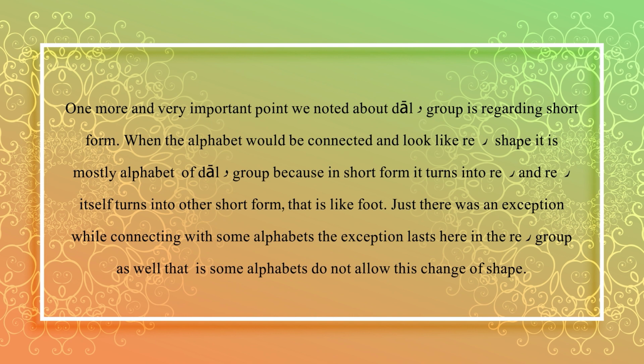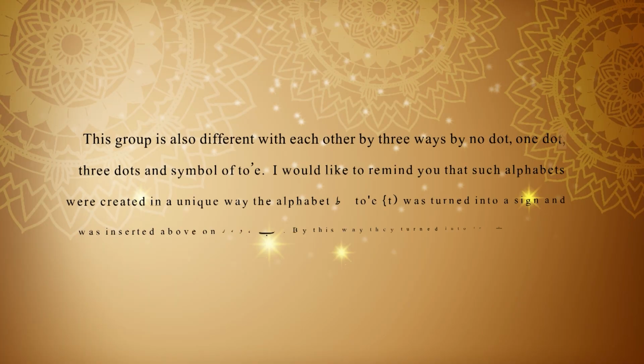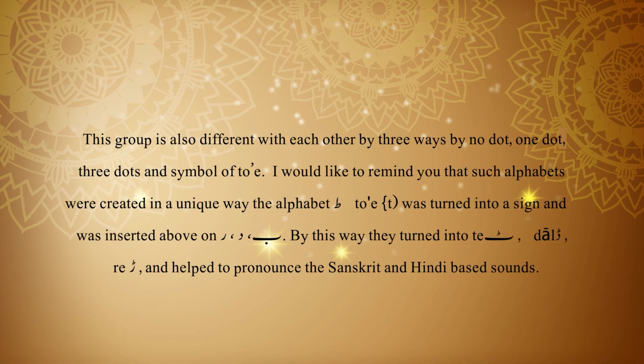There was an exception while connected with some alphabets. The exception applies here in the Ray group as well. That is, some alphabets do not allow this change of shape. There are many alphabets which do not allow this change of shapes, but there are alphabets which turn the alphabet into short forms. This group is also different within itself in three ways: by no dot, by one dot, three dots, and symbol of toy.